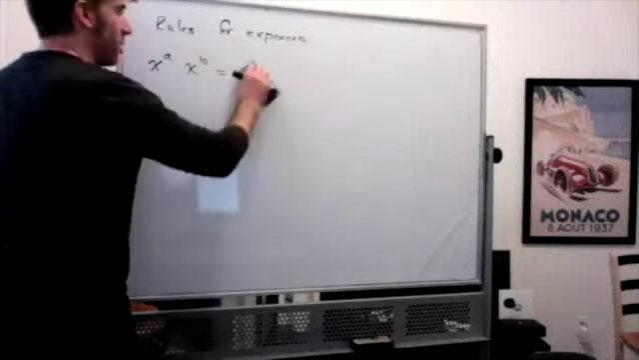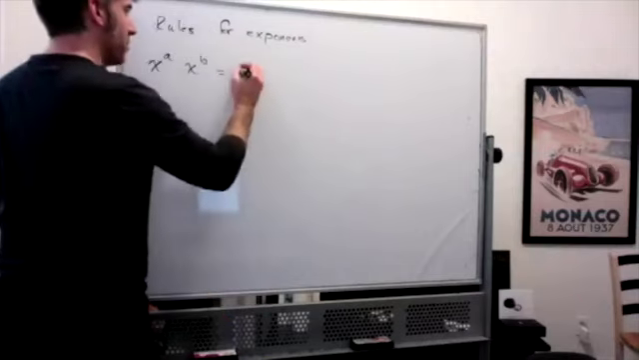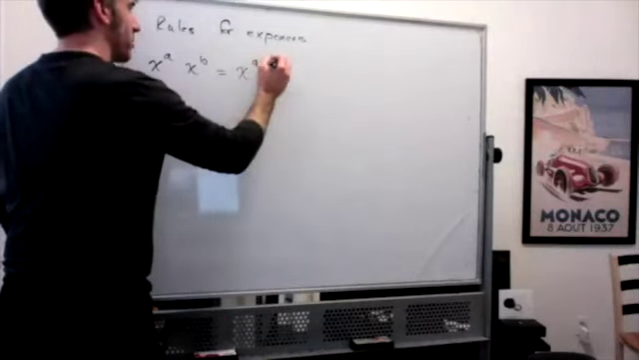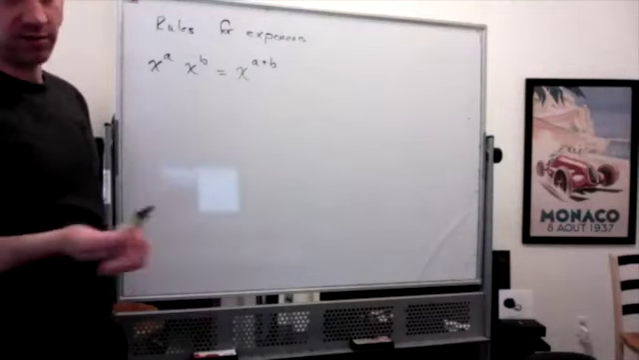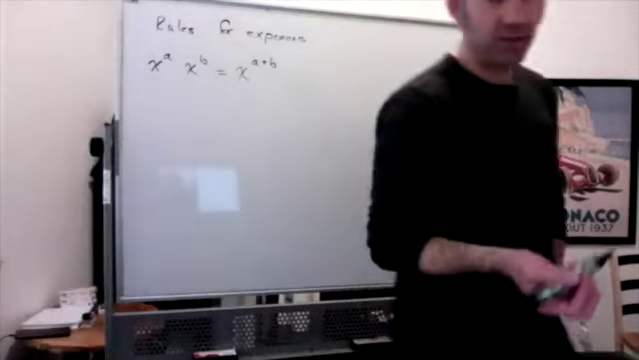Wow, I'm writing the wrong thing. You get x to the a plus b. And this is called the additive law of exponents. And it makes sense when we talk about what's going on.